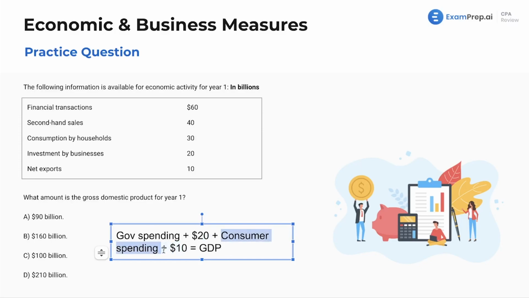But consumer spending here in total is going to be 40 and 30. So this is consumption by households, right? This is households going to the grocery store, spending money on airlines to visit their family, all of those possible transactions, plus secondhand sales for a total of 70.